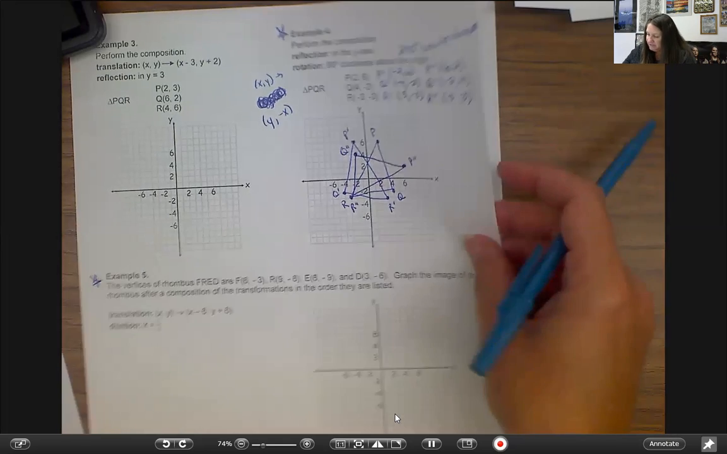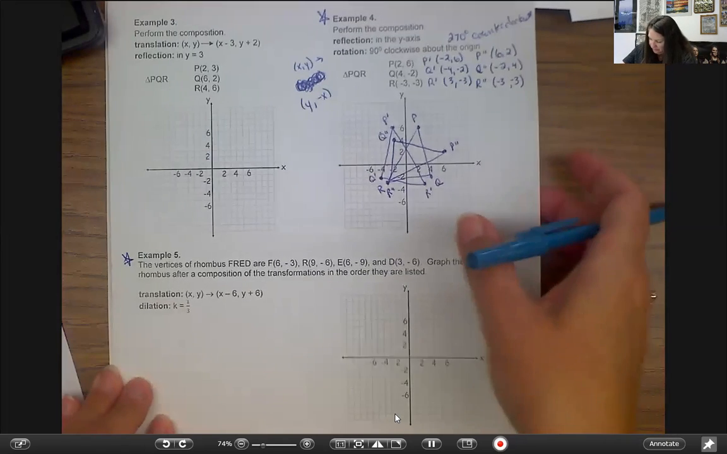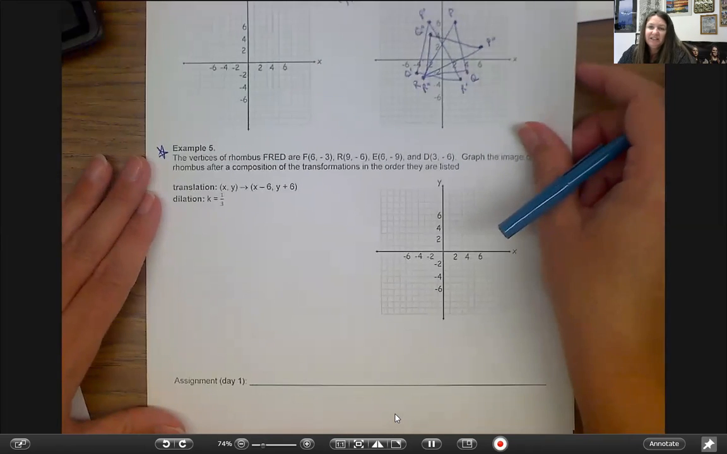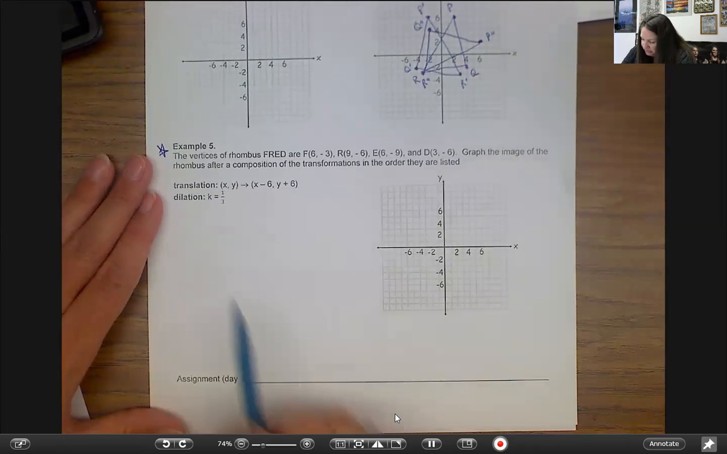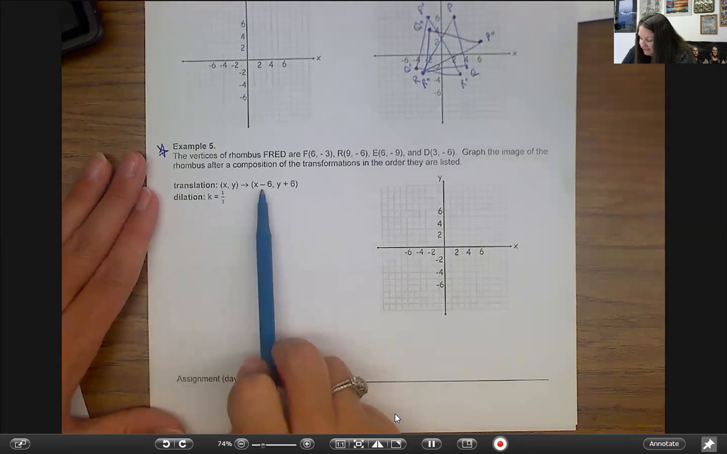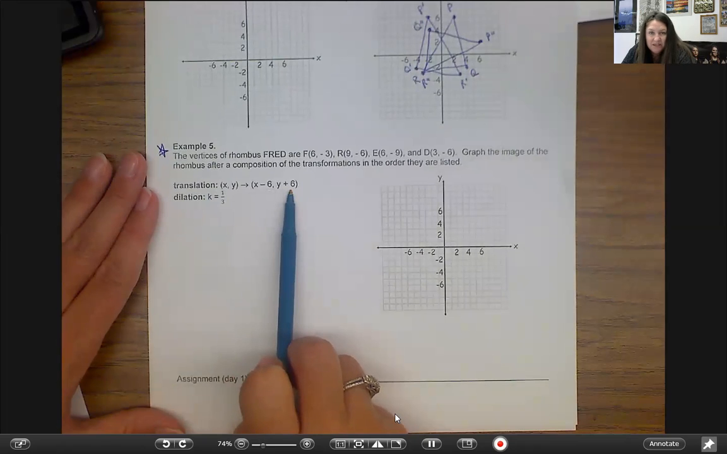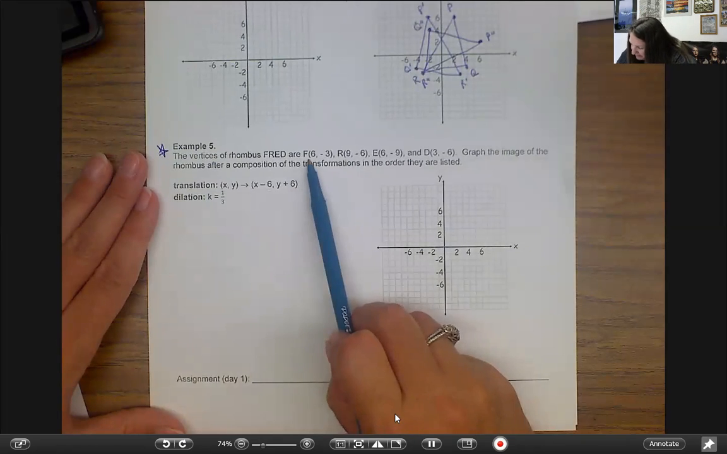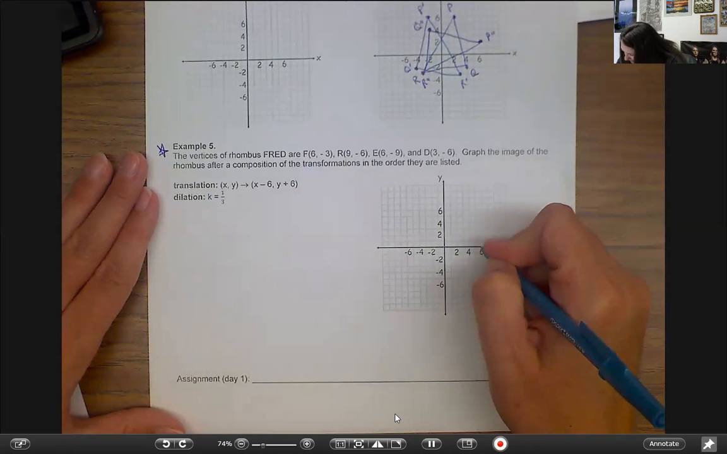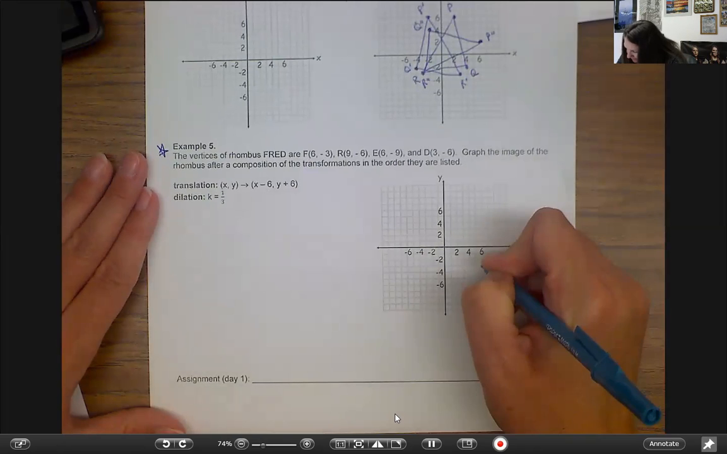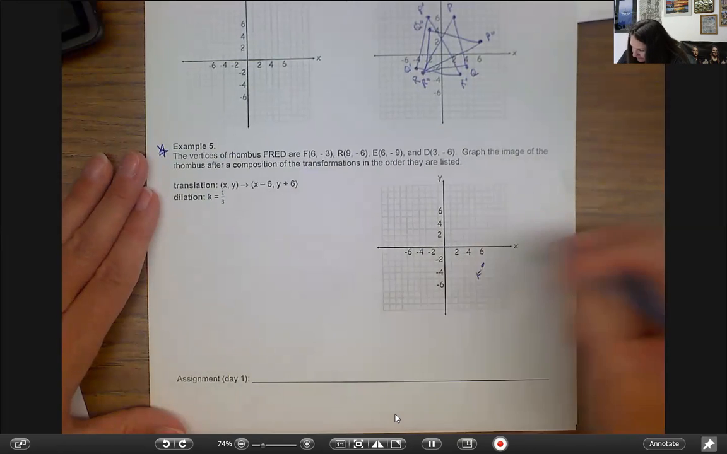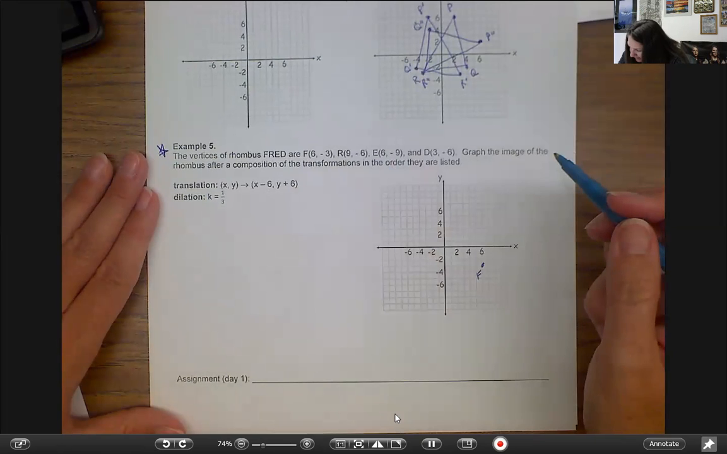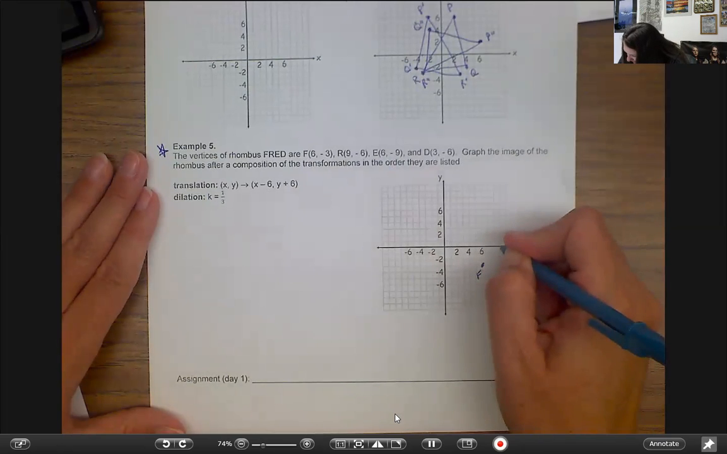All right, last one I want to work with you on the graph is going to be with a dilation. So this time we're going to do our translation first, moving 6 left and 6 up, and then we're going to do a dilation of 1/3. So in this case, we're going to place F at 6, -3. Then R at 9, -6.